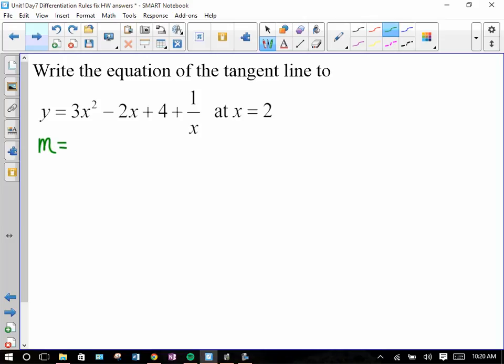Yes, the derivative. And to find the point, you're just going to plug whatever the x value is into the original equation. So we're going to have 2 squared is 4 times 3 is 12. Minus 4. So that's going to be 8 plus 4. That's going to be 12 plus 1 half, which is going to be 12.5. So all you do is plug 2 in.